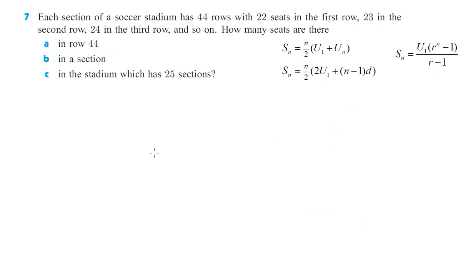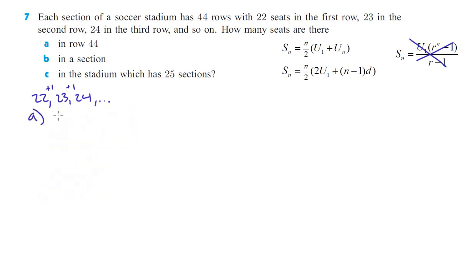Each section of a soccer stadium has 44 rows with 22 seats in the first row, 23 in the second, 24 in the third, and so forth. How many seats are there in row 44? Let's see what we can do to figure that out. I'm going to start writing out our sequence here. The first number is 22, and then 23, 24, and so forth. So we are adding 1 to each of these, so we know that it's arithmetic, not geometric.